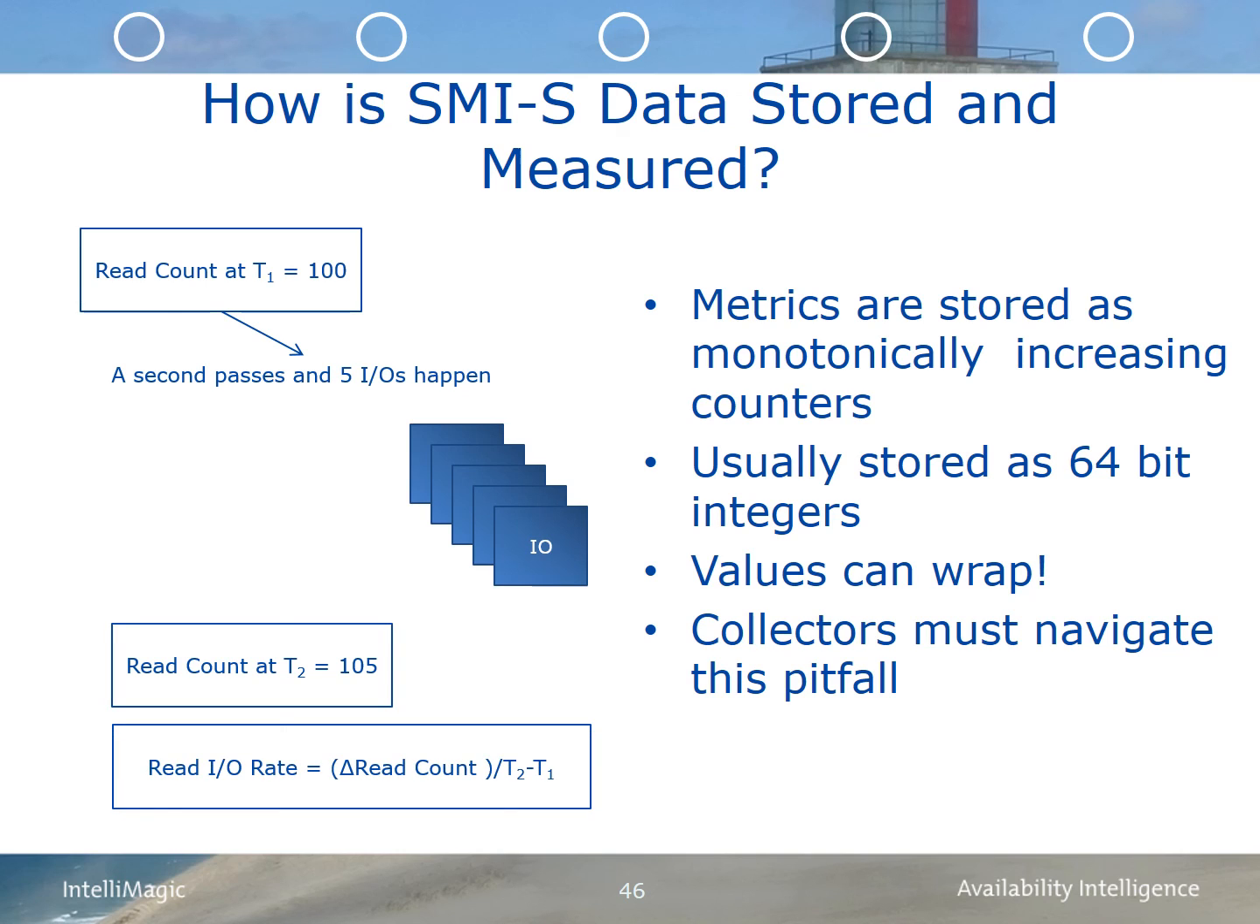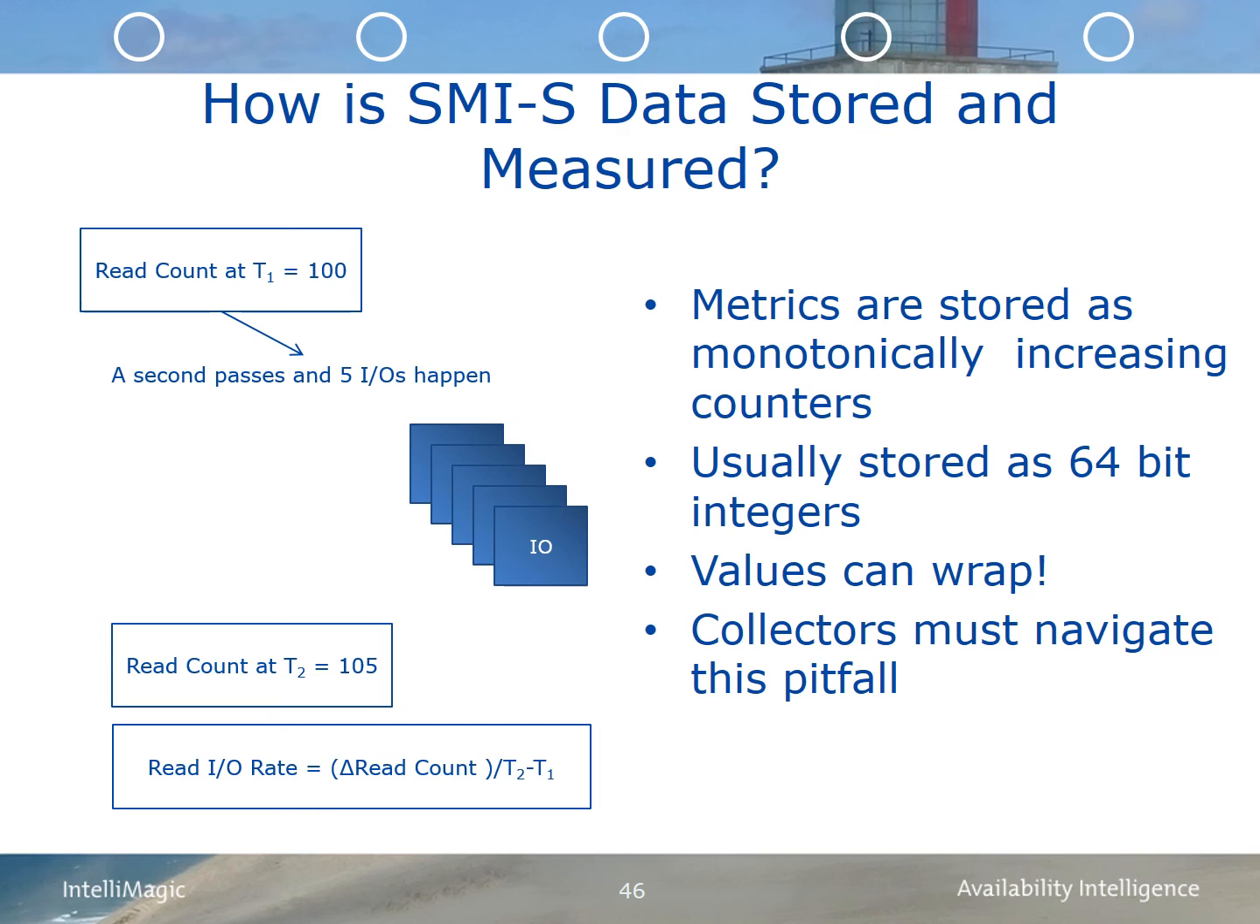How is SMI-S data stored and measured? Well, metrics are stored as monotonically incrementing counters. They're usually stored as 64-bit integers. As such, values can wrap, and collectors of the data must navigate this pitfall. Let's take a look at how this works in real life.